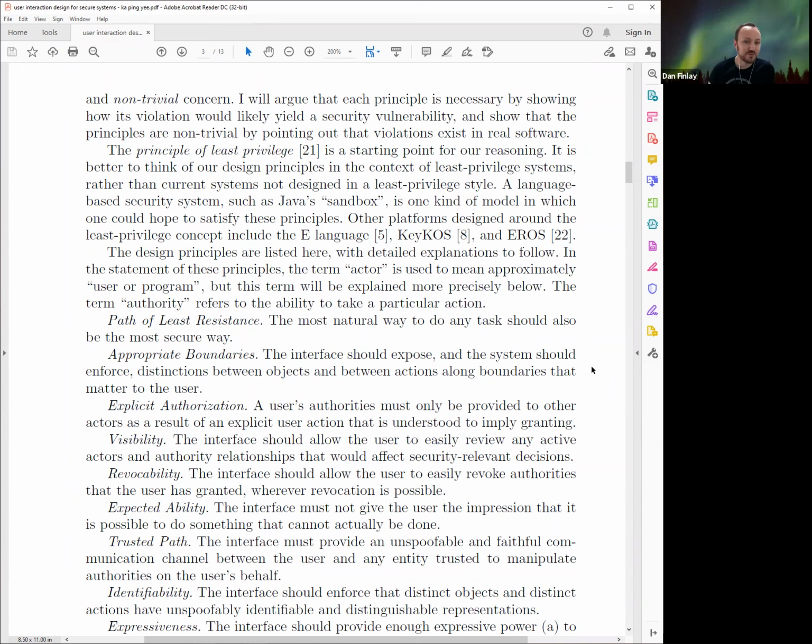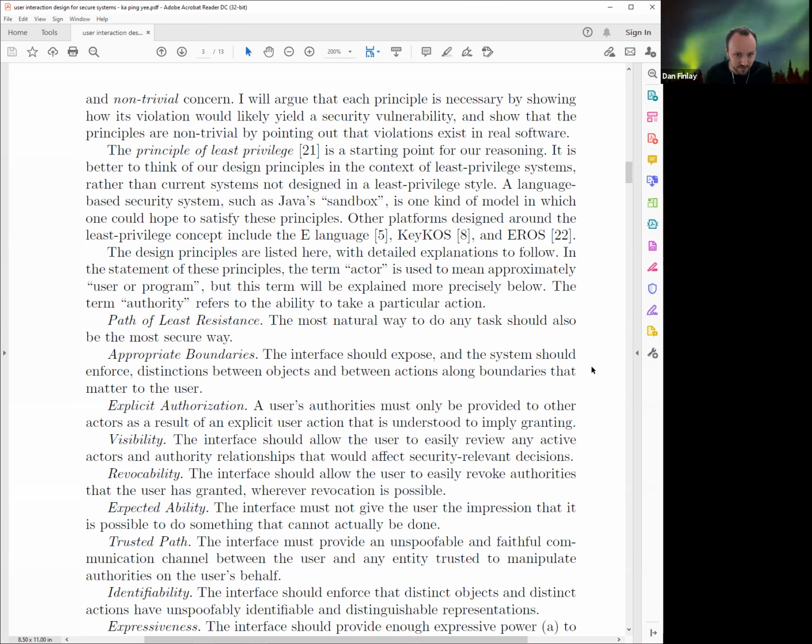The principle of least privilege, sometimes known as the principle of least authority, is a starting point for our reasoning. It is better to think of our design principles in the context of least privileged systems rather than current systems not designed in a least privileged style. A language-based security system, such as Java's sandbox, is one kind of model that one could hope to satisfy these principles. Other platforms designed around the least privileged concept include the E language by Mark Miller, KeyKOS, and EROS.